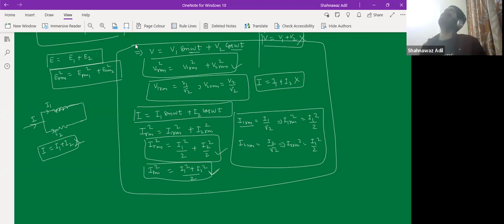Because I want to complete up to decaying current and decaying charge. We have at least to complete the LR circuit and RC circuit, the two circuits we have.